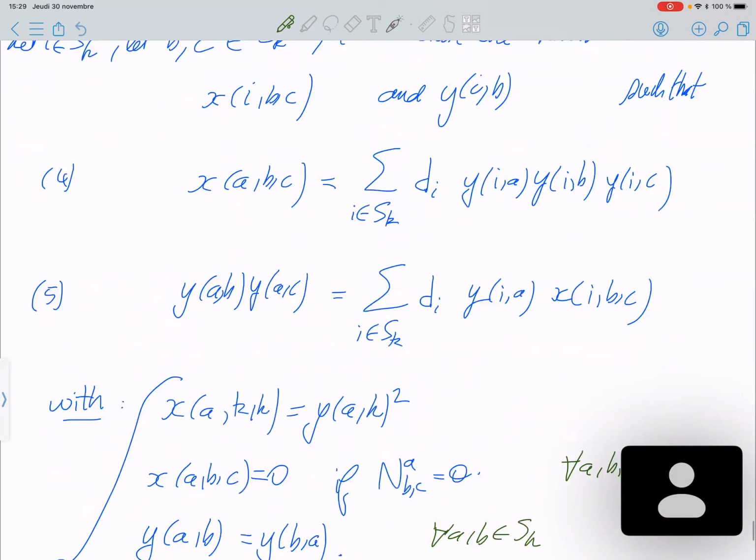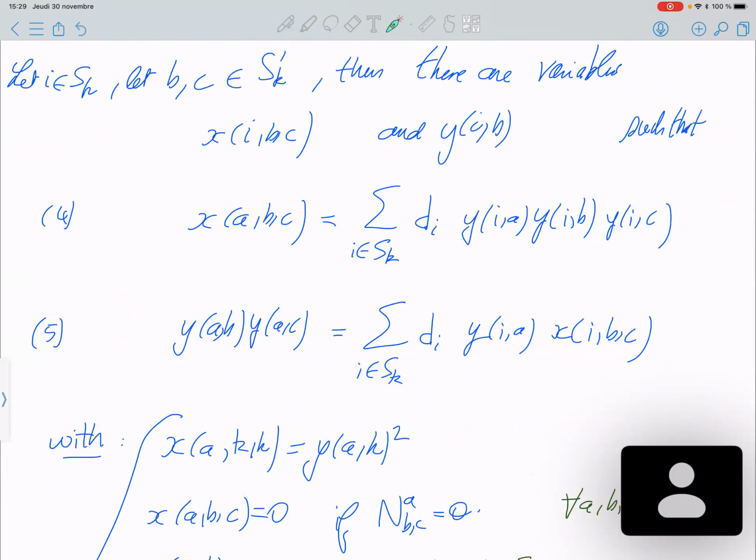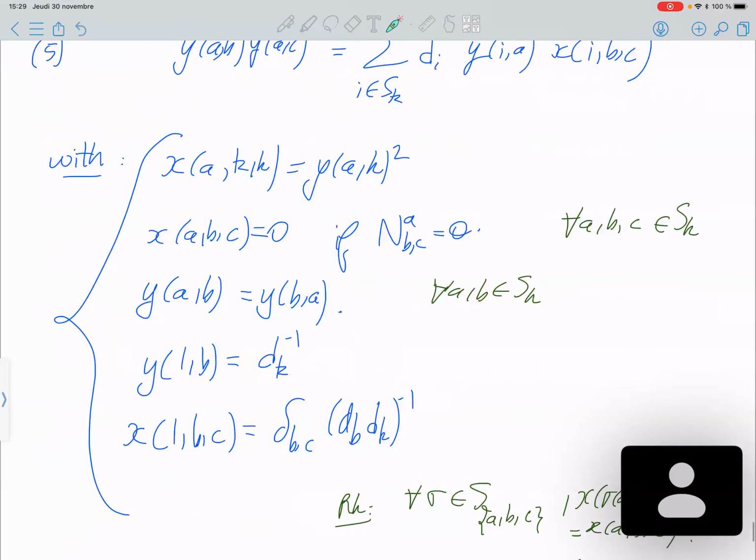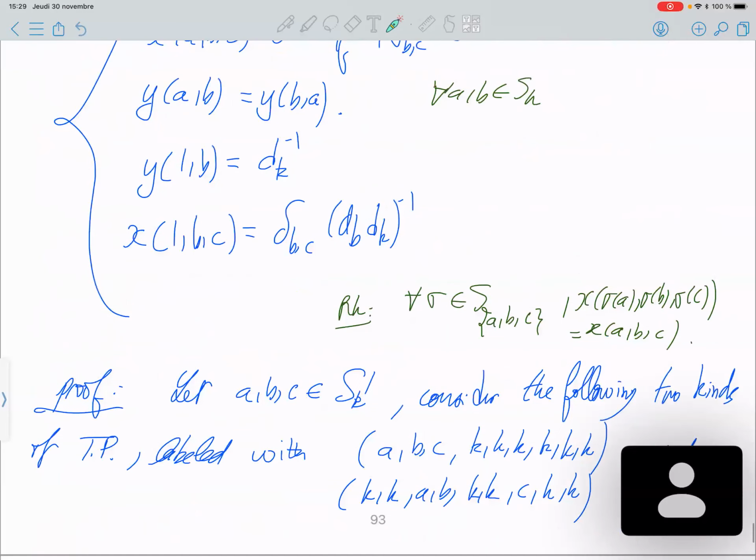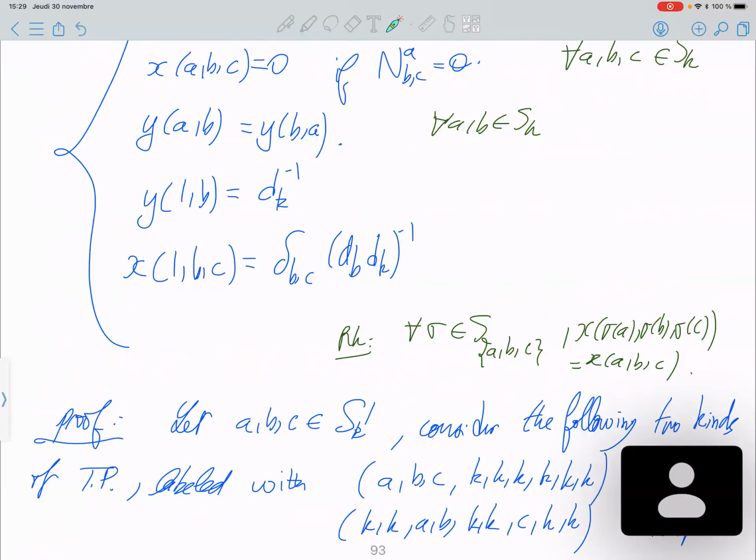So in fact, here we are considering variables, but when you have ABC inside, independently of the order in which it is, you have only one variable: X_ABC equals X_ACB equals X_BCA, etc. So it's only one variable. Same for here, only one variable, etc., etc.